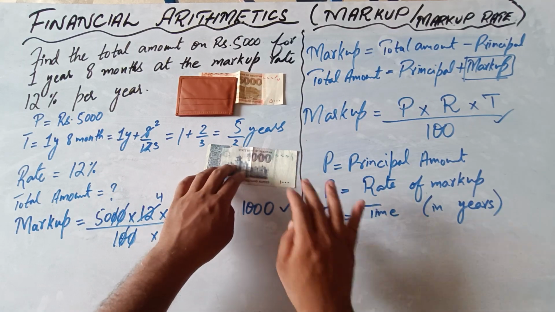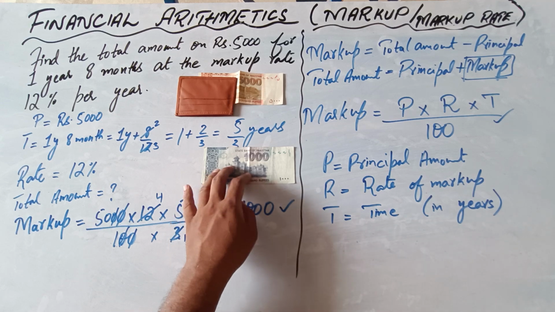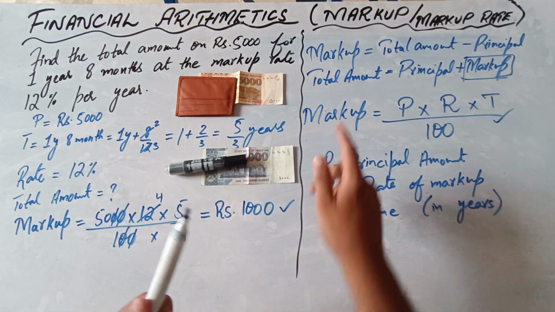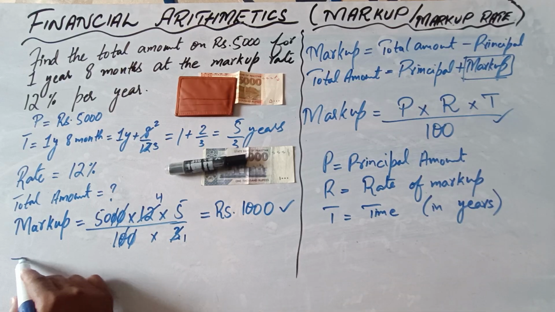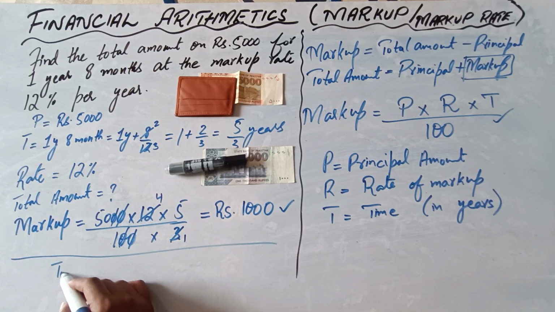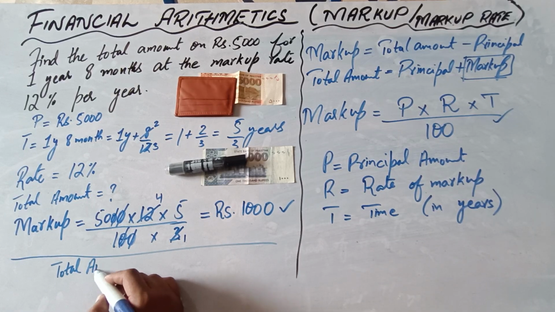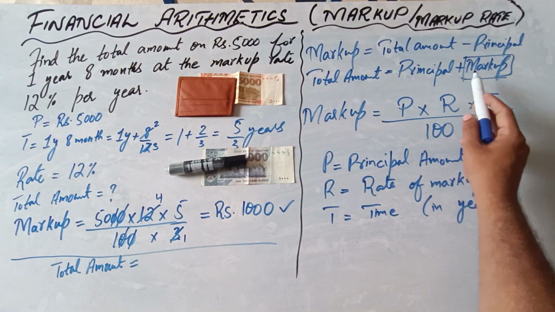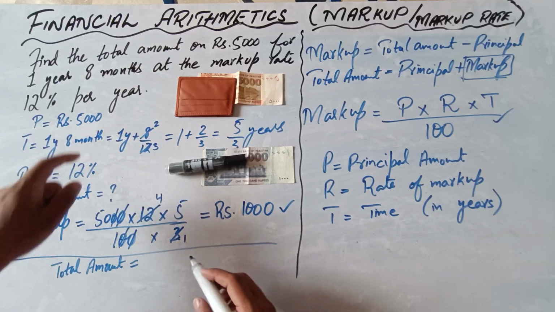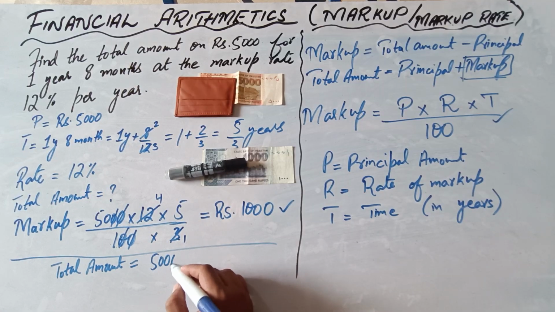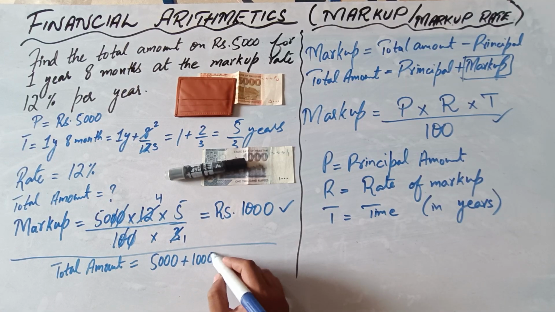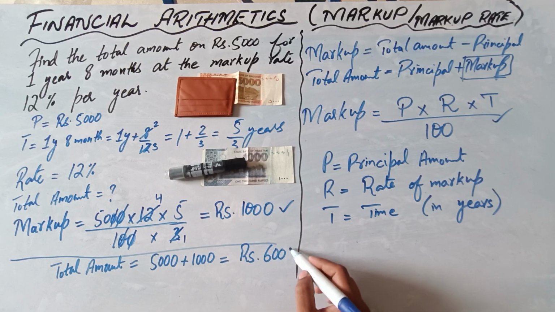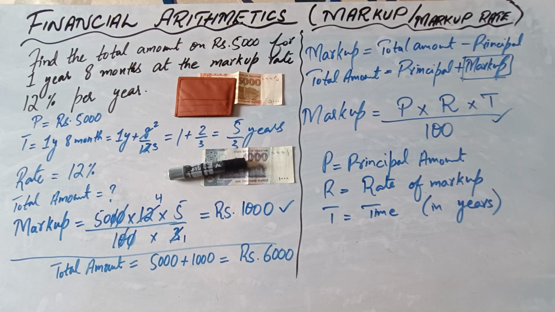So what is the total amount? Now let's see how to find out the total amount. In order to find out the total amount, total amount is equal to principal amount plus markup. So the principal amount is rupees 5,000 plus the markup amount, which is 1,000. So the total amount which I will be getting is 6,000 rupees.